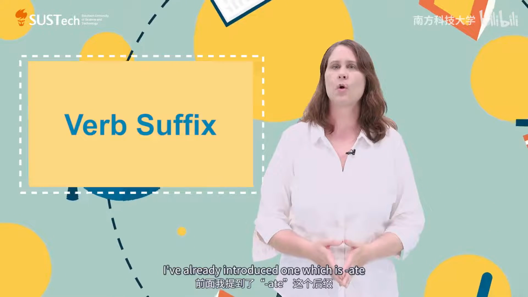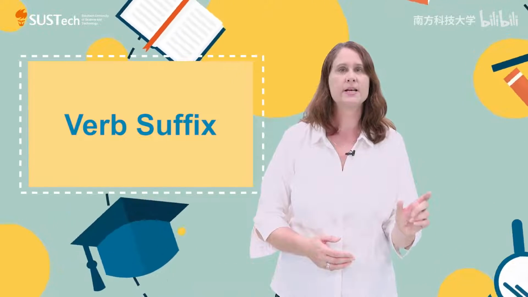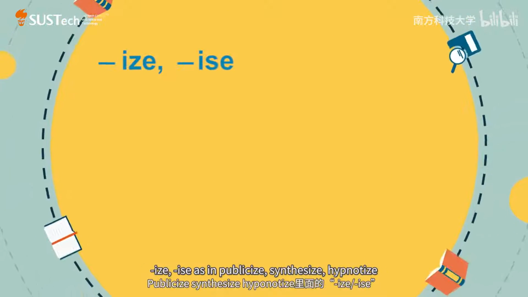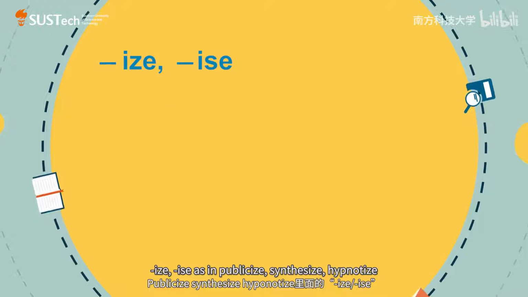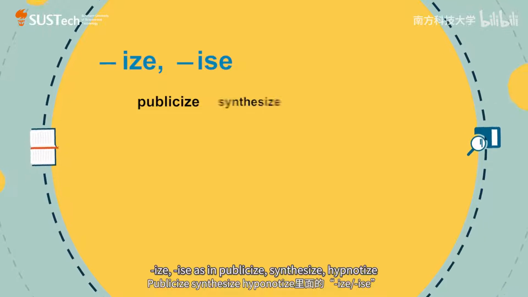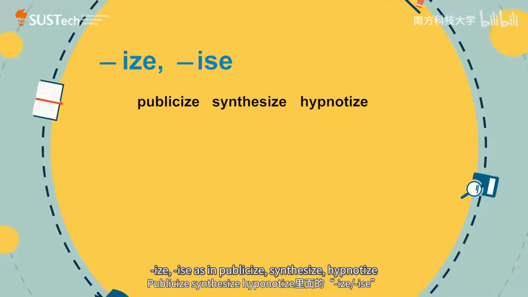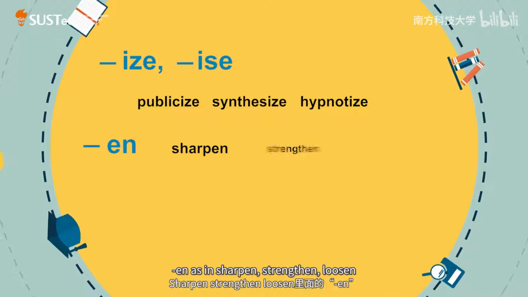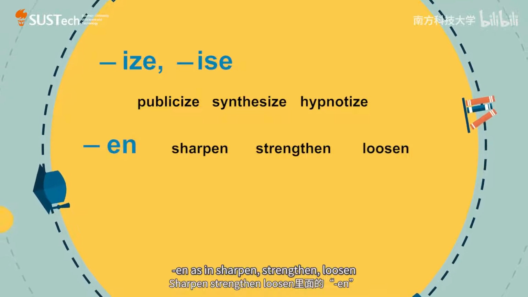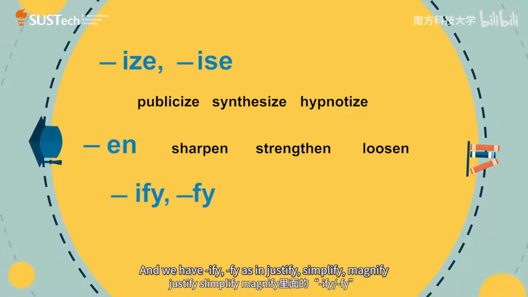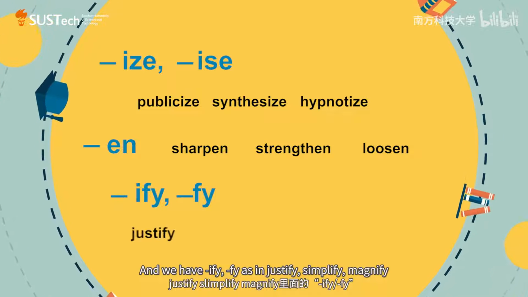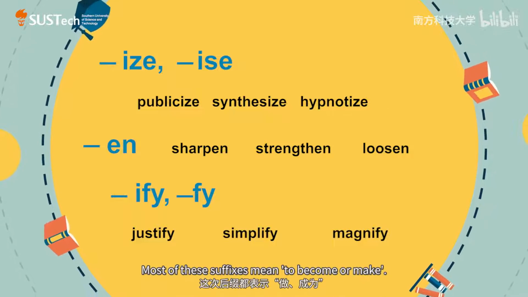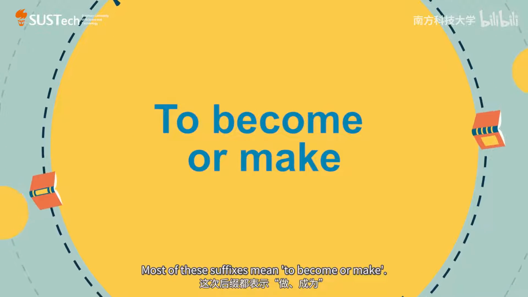I've already introduced one, which is ate. There are not so many verb suffixes, but these are ize, ise, as in publicize, synthesize, hypnotize. We also have en, as in sharpen, strengthen, loosen. And we have ify and fy, as in justify, simplify, magnify. Most of these suffixes mean to become or make.